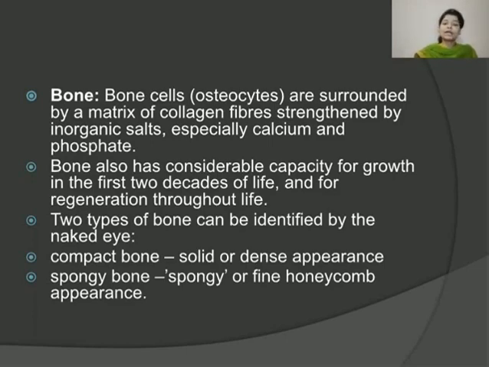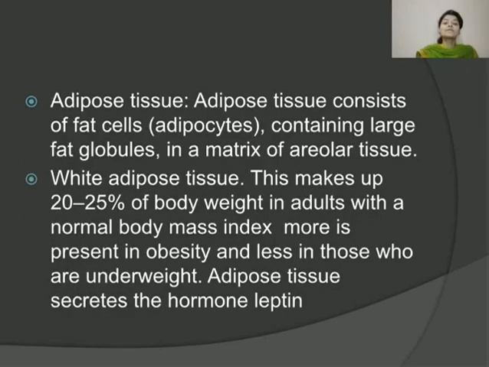So 2 types of bone can be identified, one being your compact bone and the second being your spongy bone. Compact bones are mainly dense in appearance and spongy bones are like honeycomb in appearance with holes, basically small holes. They are basically a hollow kind of structure. Next comes your adipose tissue.